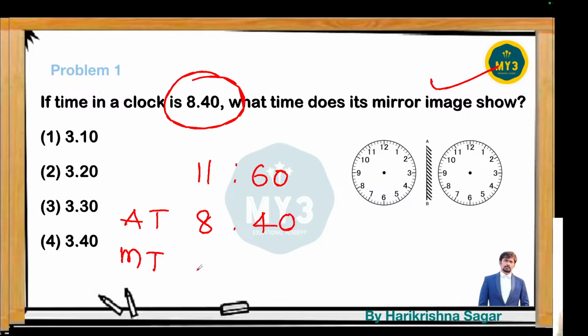So 1160. So you can just make the answer as 1160, 8 plus 3, and this is going to be 20. So mark your answer as 3 o'clock 20 minutes. So that's a simple point.